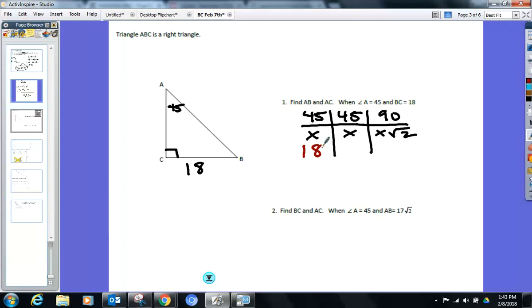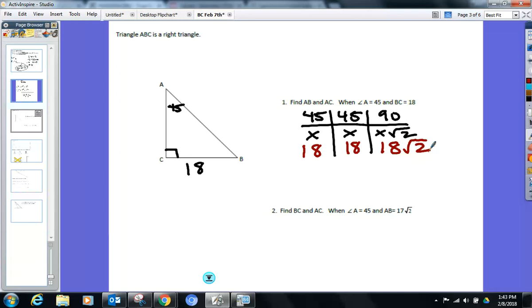What's across from the other 45? 18. I take that 18 and multiply it by radical 2. Because tomorrow, this might be a radical 6. And I'm wondering how you're going to do that without the table. Okay? So I know some, I don't need to use this table. I know what it is. Okay, fine. Don't use it. Let me know how tomorrow goes.